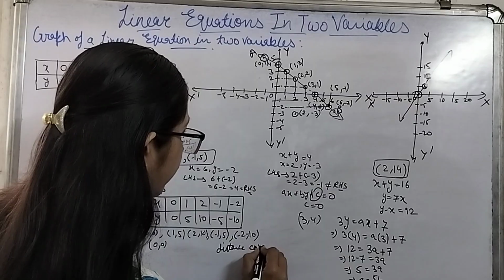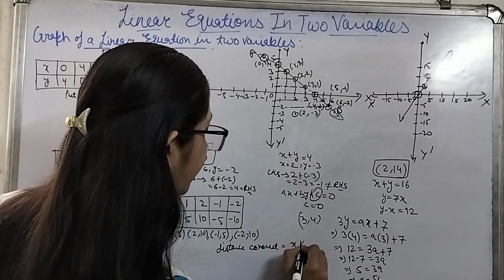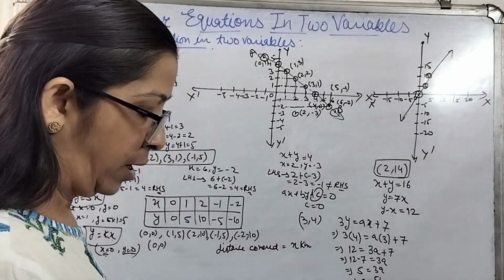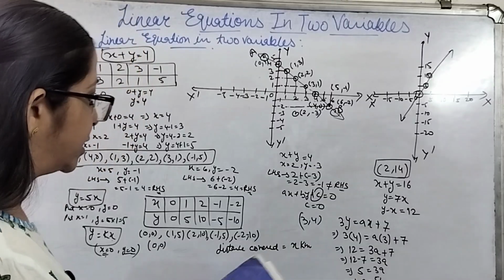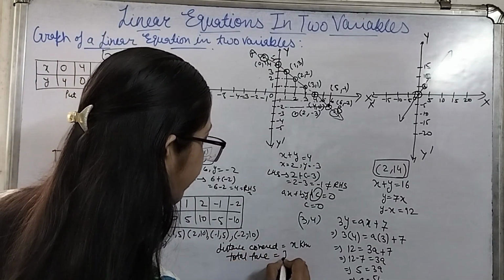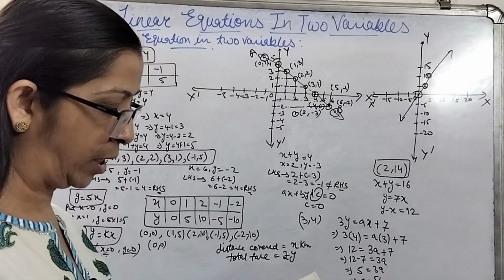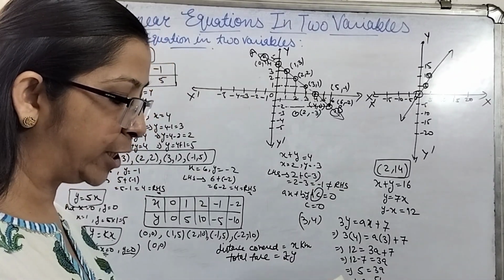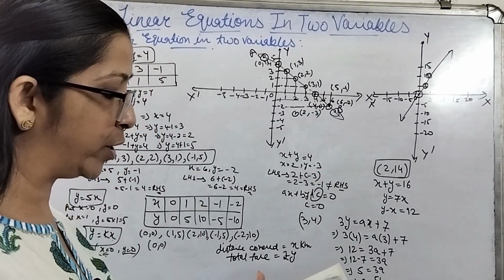Distance covered is your x kilometer. It is given to us. And total fare is y. Total fare is your rupees y. It is given to us. Now write a linear equation for this information and draw its graph.